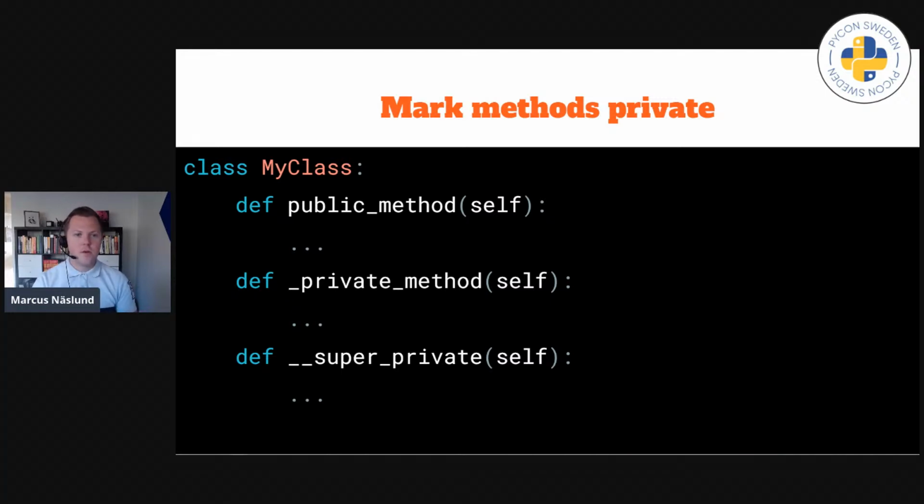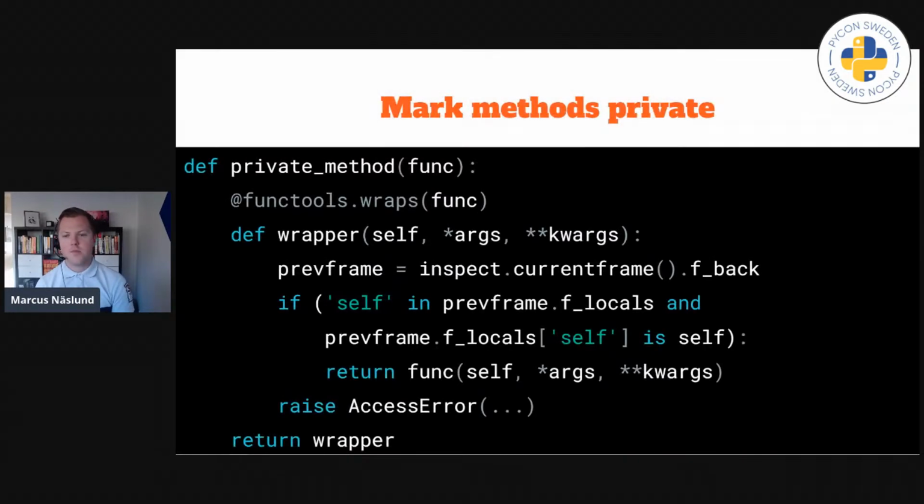And most of you probably know you can prefix with a double underscore to make it really, really private. But it's not really private. It's just name mangled. And if you can figure out the new name, then you can just use that anyway. But wouldn't it be nice to be able to make something that's really private? I thought so, and I wrote this private method decorator.